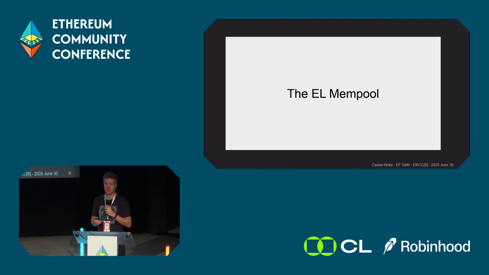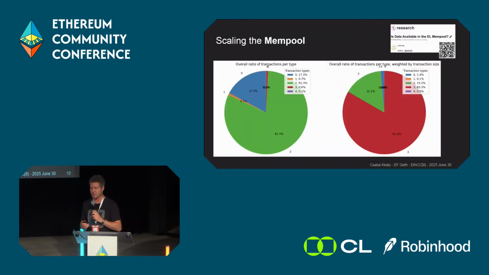And let's take a bigger topic, the mempool. First of all, we have to know how the mempool works and what's in the mempool. So this is a graph, and it's just one day of sample, so don't take the percentages super seriously. But this is one day of what's going through the mempool. On the left, you see the ratio of transactions per type. On the right, you see the same weighted by the size of the transaction, so by bytes. So what you see is that obviously blobs are the big ones, and type 2 transactions are the many ones.